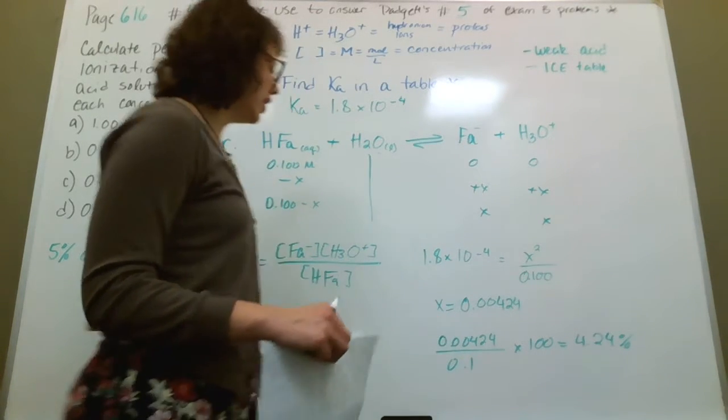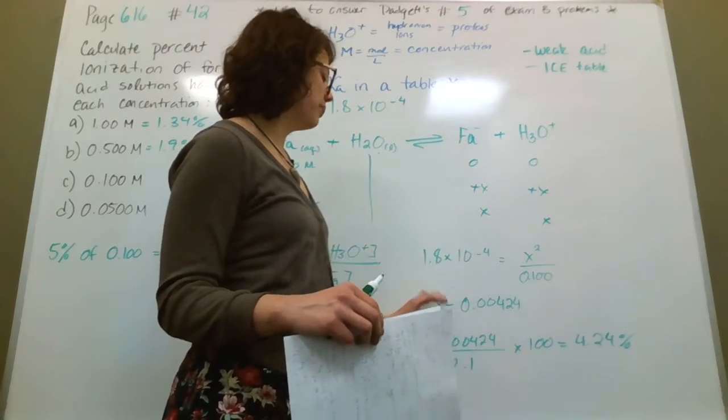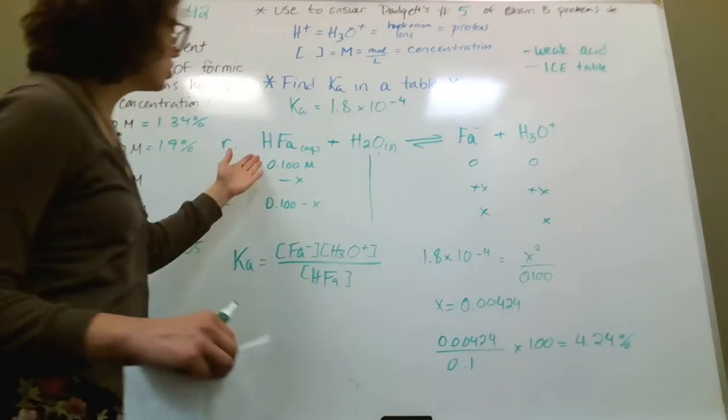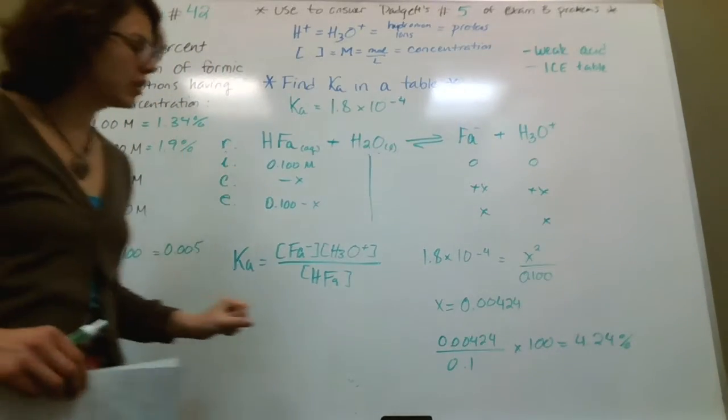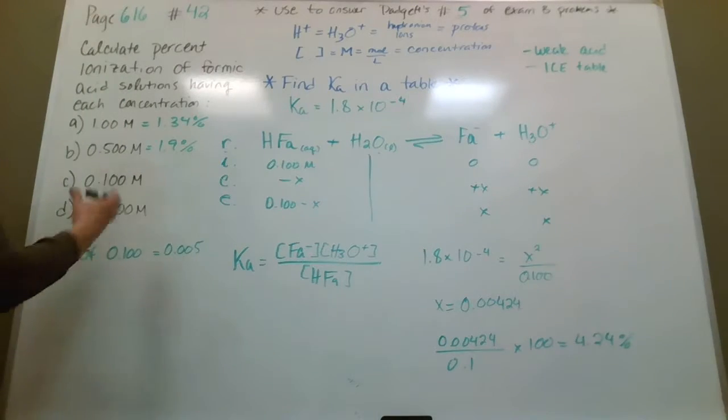To find percent ionization, I would take the concentration that was ionized and set it over our initial concentration of the unionized, multiply it by 100, and you get 4.24%.